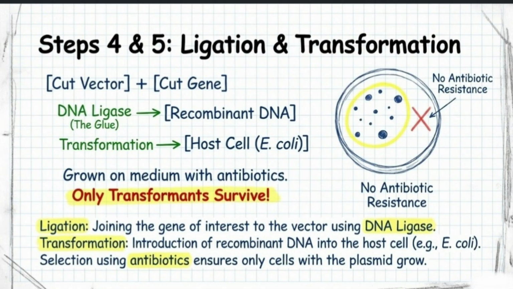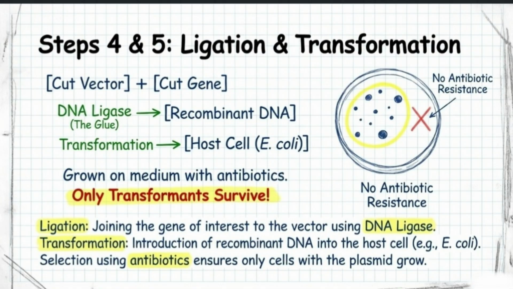In this step, the recombinant DNA is introduced into a host cell, usually E. coli. After transformation, the cells are grown on a medium containing antibiotics. Here comes the important point. Only transformants survive. Cells that successfully receive the recombinant plasmid have antibiotic resistance, so they grow. Cells without the plasmid do not have resistance and cannot survive.